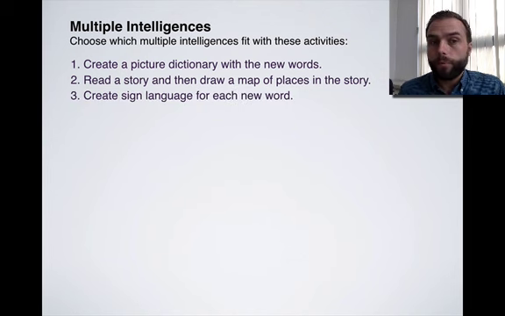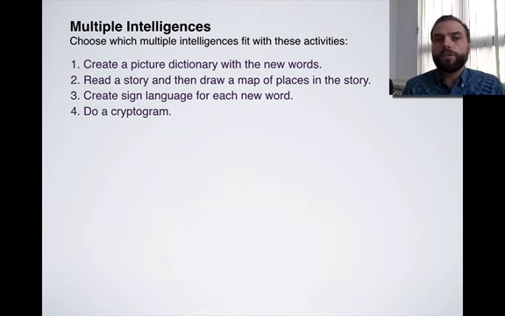Next example is create sign language for each new word. Sign language is when we use actions and mimes for expressing language. So what do you think? This could be body smart because it's using our body. And it could also be linguistic because it's focusing on language.